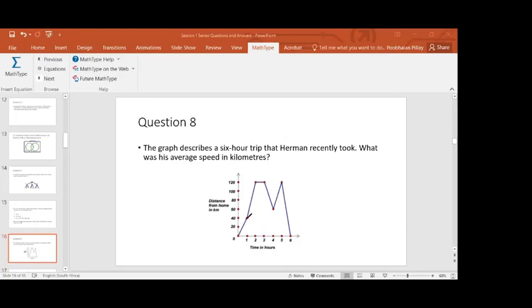Now then he continues for the next 1 hour, he carries on, and at the end of 2 hours, he's traveled 120 kilometers, right? Now at the end of 3 hours, here, he's still at 120 kilometers. What does this mean?